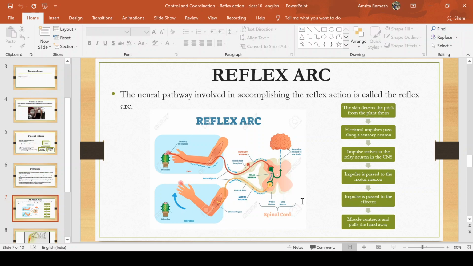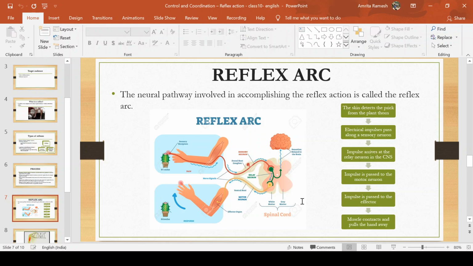So reflex action starts with something, right? Why do we do the reflex action? Because we are subjected to a particular stimulus. The stimulus could be pain, it could be heat, it could be anything. Because of that, we show that reflex action. So there is a continuous pathway involved. That pathway is a neural pathway. Why?